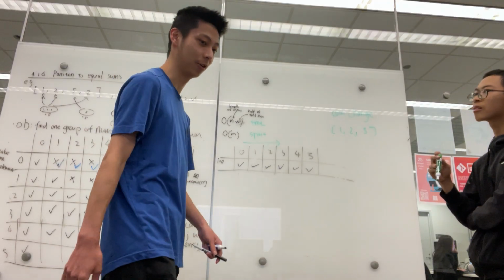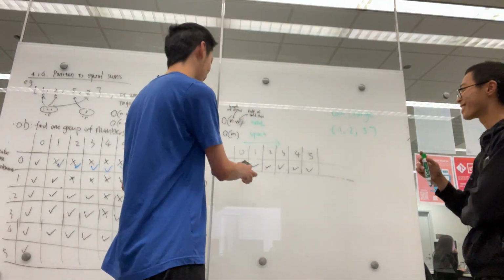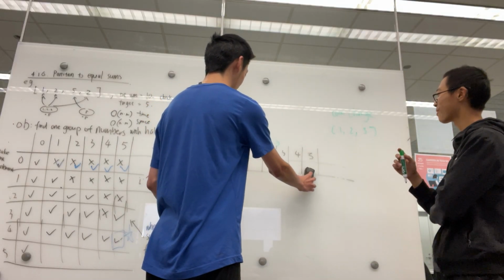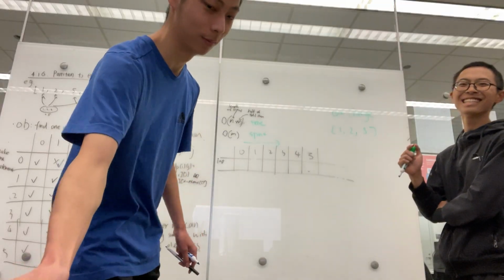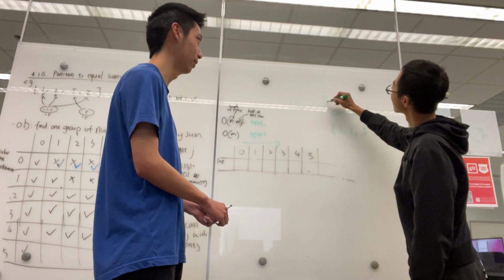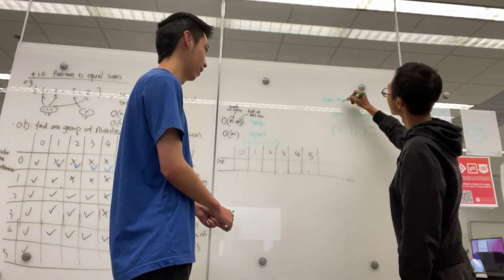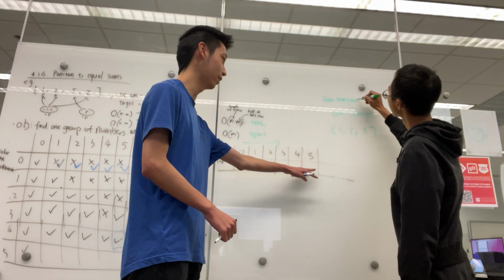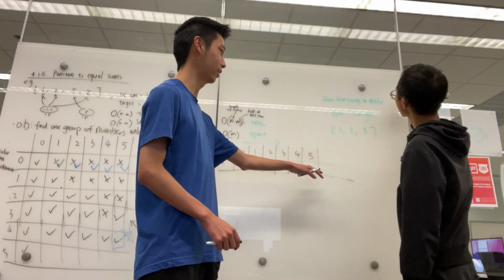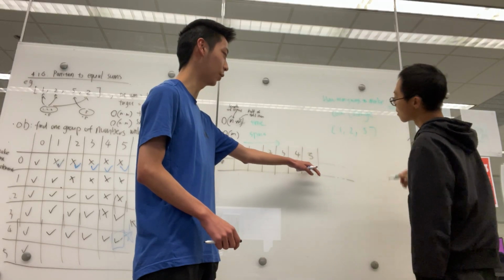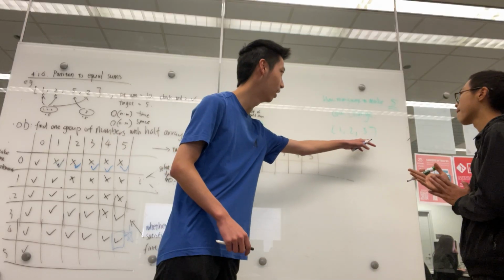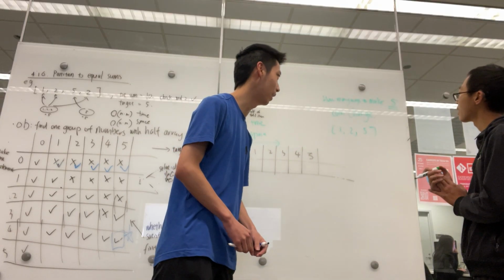Let me show that. To restate the problem, now we're trying to figure out how many ways there are to make a given sum. Let's say we're trying to make 5 cents. How many ways are there to make 5 cents using 1 cent, 2 cents, and so on?